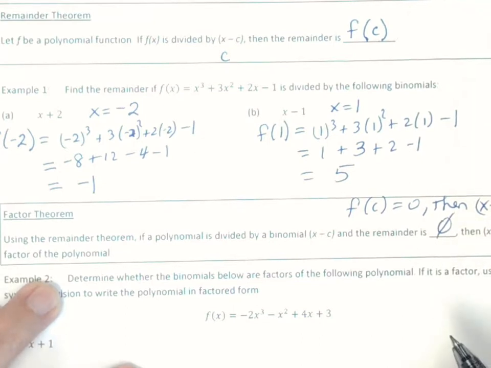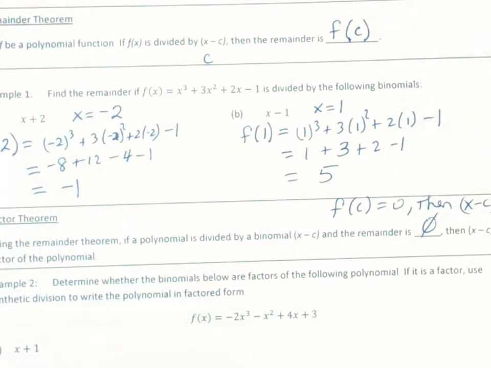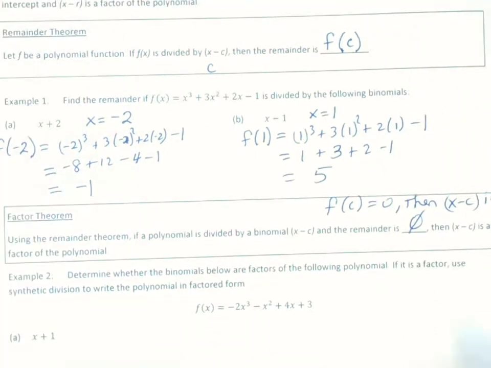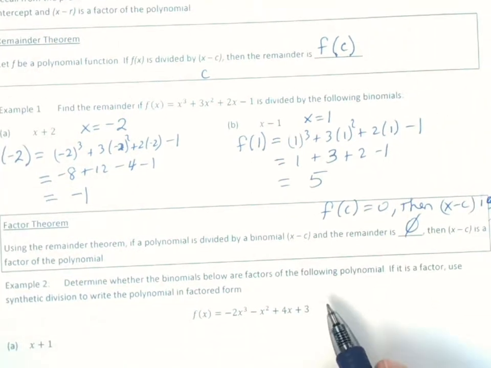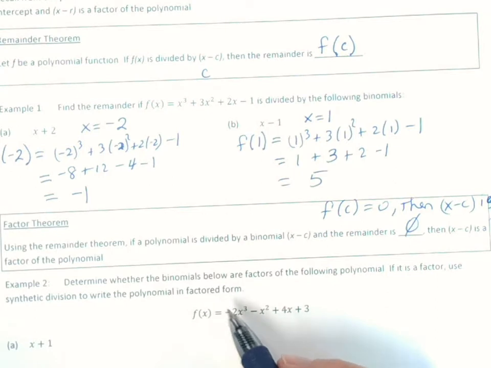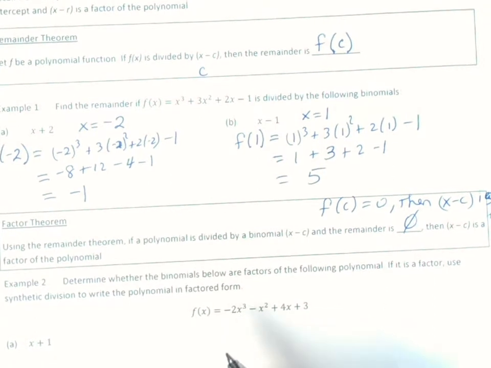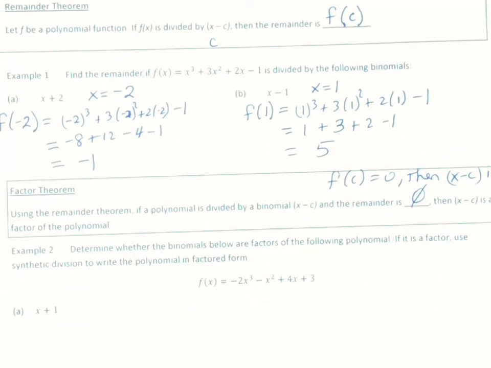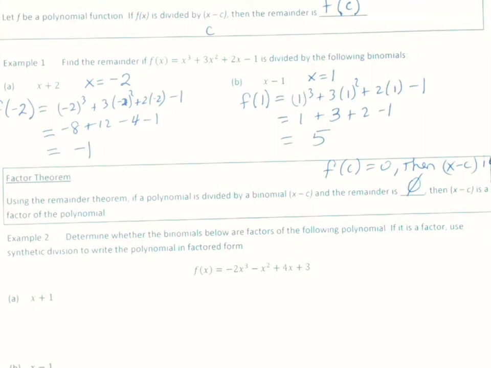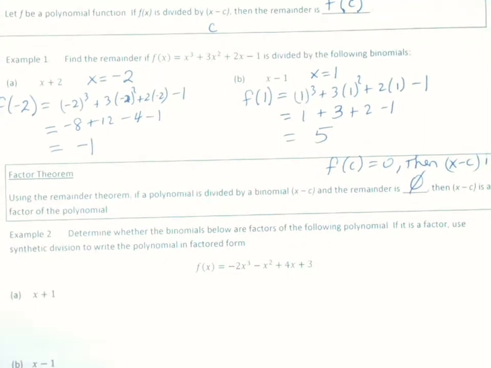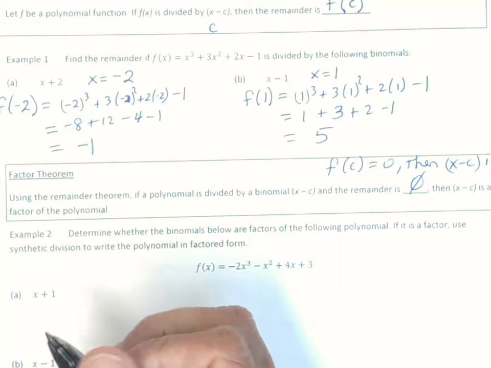And this is very handy. It's much easier to plug this in and see if it works. So let's take a look down here, and we're going to see if either of these are factors. And then we will use synthetic division to write it out in factored form. Because the whole idea of knowing it's a factor is we want to get down to the smallest factors of your polynomial. Okay, so let's take a look at this first one.